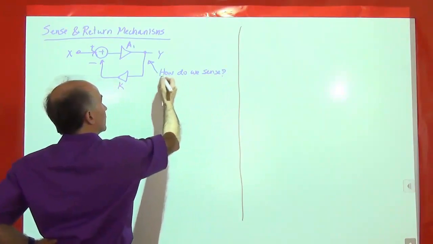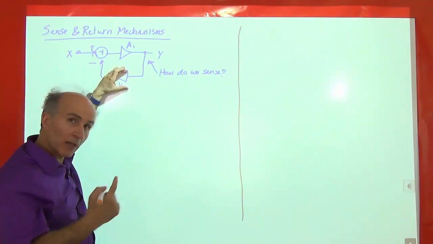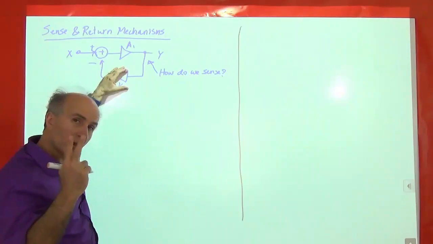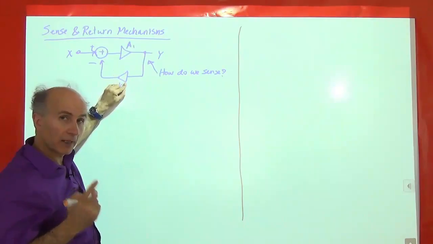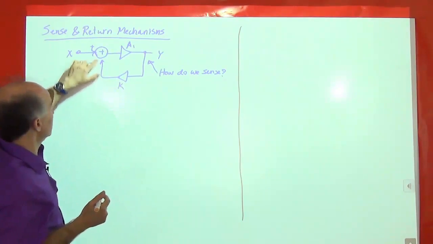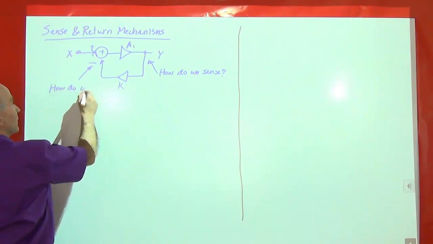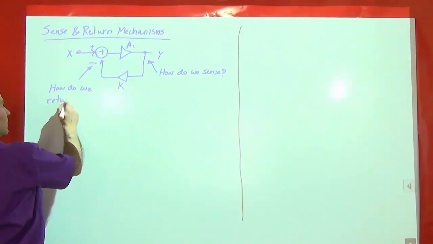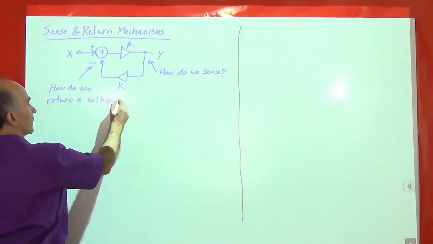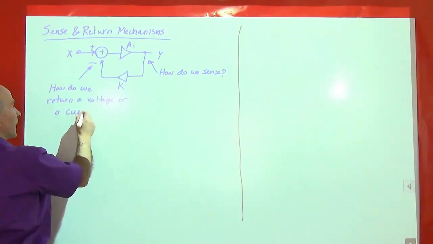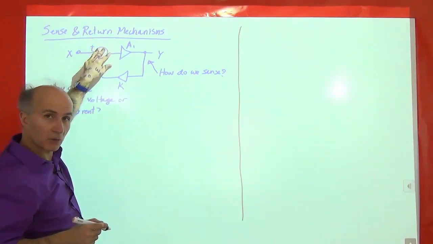And by this how, we really mean what kind of circuit should go here. By now you might guess that we can have one of 2 quantities at this point, a voltage or a current. So how do we sense a voltage? How do we sense a current? And similarly, this is called return mechanism here. So how do we return a voltage or a current? Meaning, how do we subtract or add 2 voltages or 2 currents?